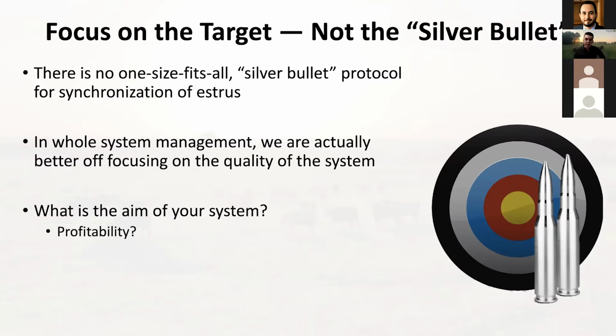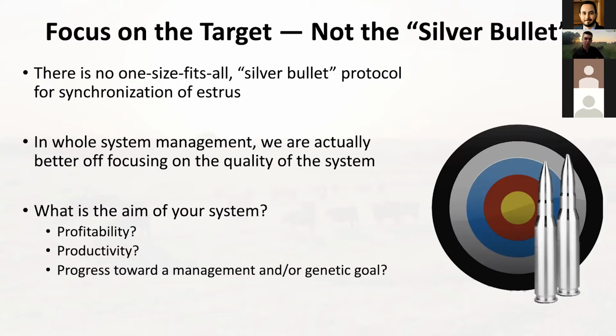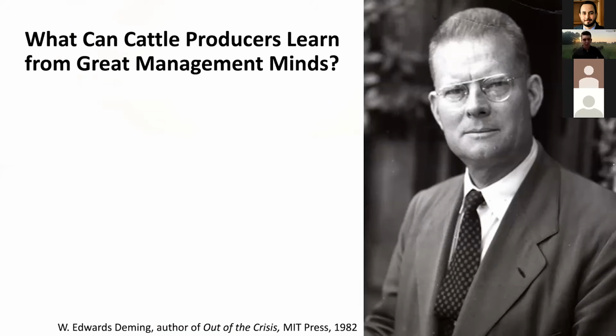So what is the aim of your system? Are you aiming, for example, for profitability and operating the cow-calf enterprise as an enterprise? Are you aiming to increase productivity? Maybe both of those things, ideally both of those things. Are you trying to make progress towards some kind of a management goal, or maybe some type of genetic goal if you're a seed stock operation, or you can capture the value associated with elite genetics in a commercial herd? Those are all important things to think through.